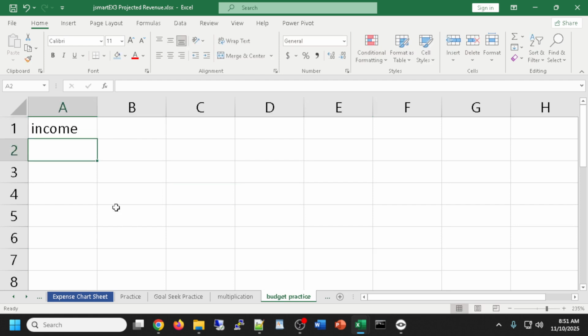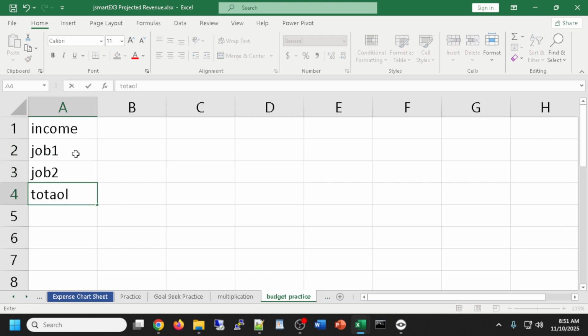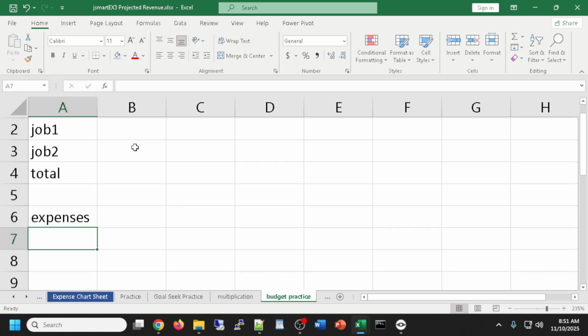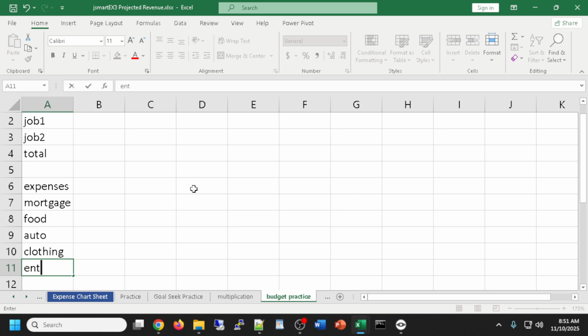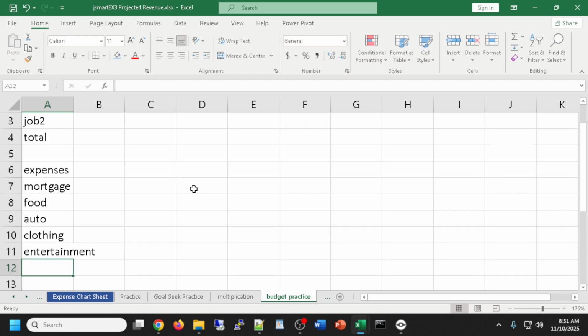Put income, job 1, job 2, total, expenses. The biggest one will be mortgage, food, automotive, and clothing, and entertainment. Eating out and stuff.